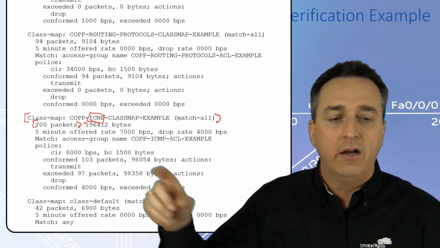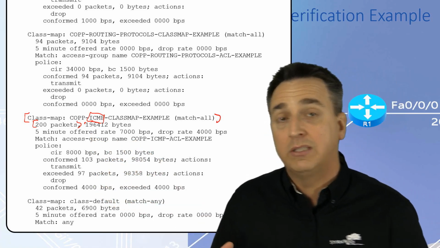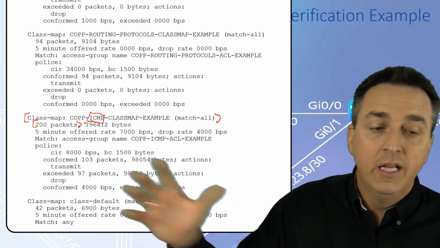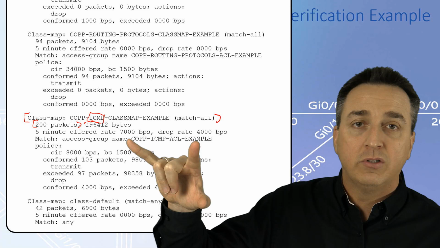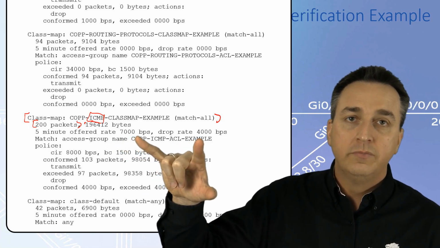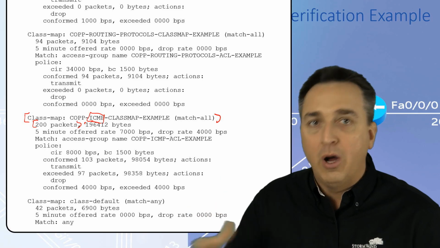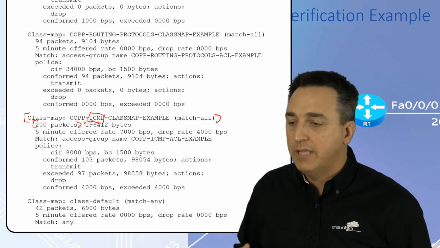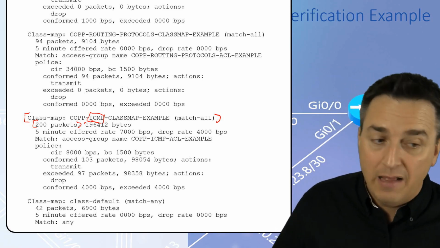But by doing its calculations, it was able to figure out that this 5-minute offered rate is going to be approximately 7,000 bits per second. Or more than that, pardon me. It's going to be more than that, because if you look at the combined, 7,000 plus 4,000, we're at 11,000. So I'm going to approximate 7,000 here. We got 4,000 as our drop rate when it's all said and done. So again, average over 5 minutes, whether it's been 5 minutes or not.